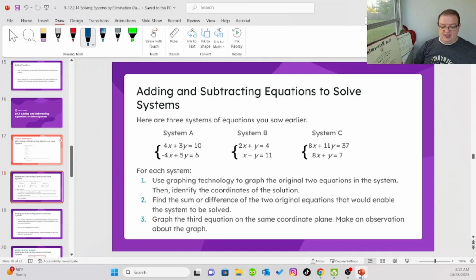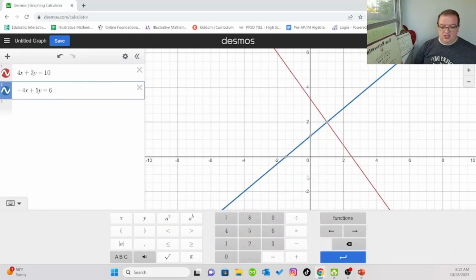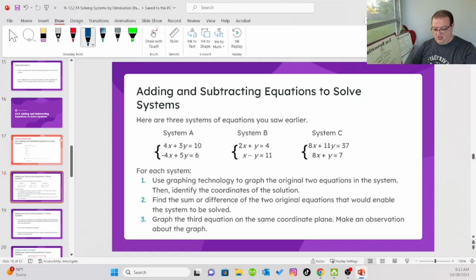They want us to identify the coordinates of the solution. So the solution is the point where they cross. And if you hover over the little gray dot in the middle, it'll tell you the solution is 1, 2. X equals 1, y equals 2. So we can write that here so that we don't forget. 1, 2.